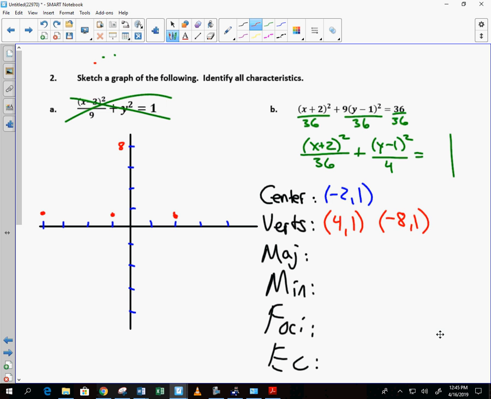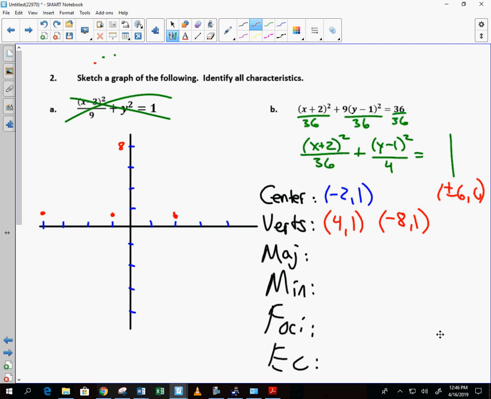Now, do you know what people put on the test for the vertices instead of 4, 1, and negative 8, 1? They put this, plus or minus 6, 0. Because, well, they say, hey, it's 6, right? So that's what we did on the front side. Well, that's when the center was at 0, 0. When the center is not, that changes. And that's why I say, look at what you just put down. That's not at 6, that's not at 6, 0. So pay attention to what you're doing.